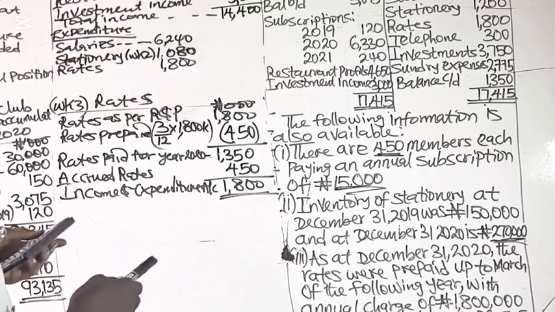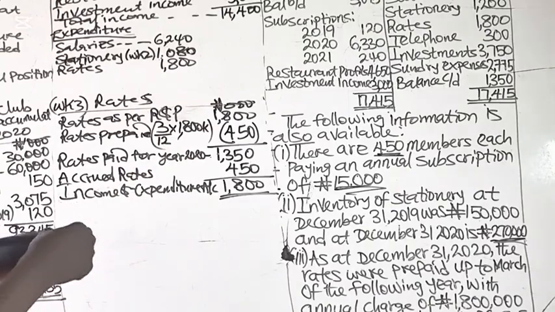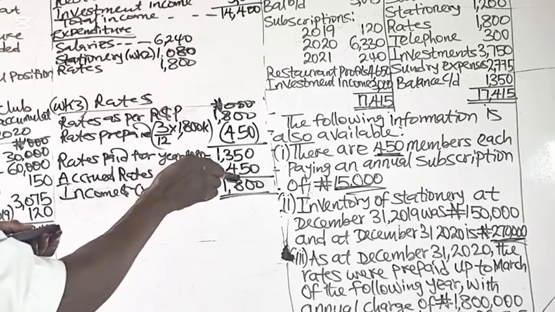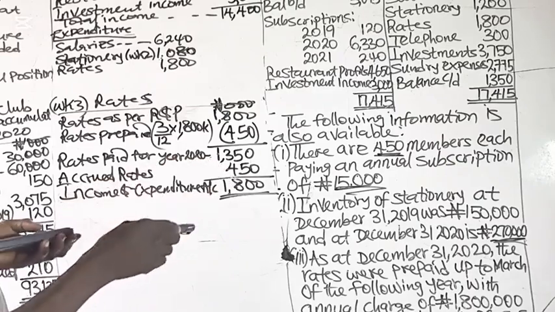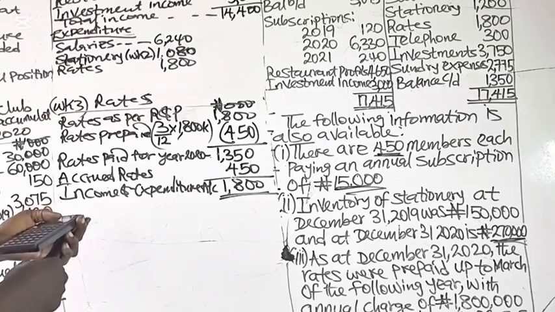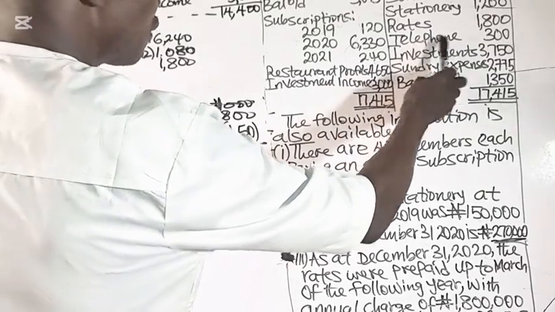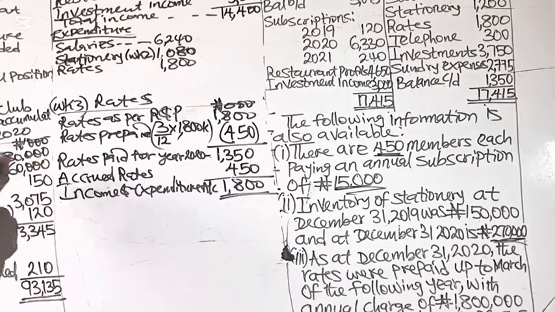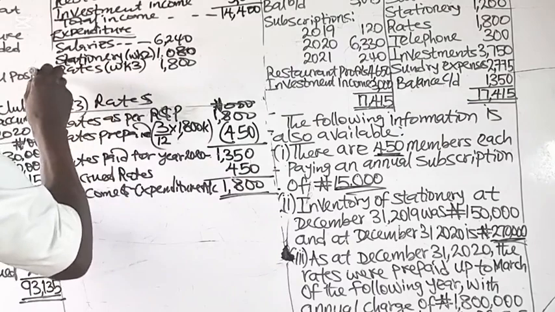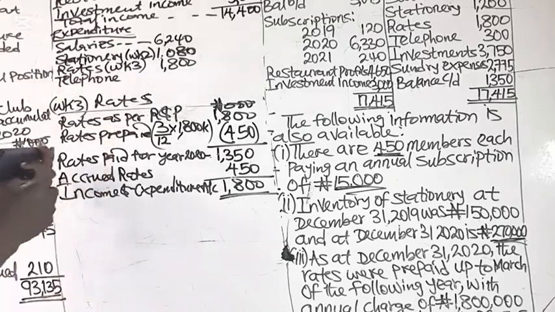So when we get to the statement of financial position, the rate of 450 will be shown as current assets, and the 450 accrued will be shown as current liability in the statement of financial position. Then after rates, we have telephone. Telephone amounted to 300. So telephone expenses, that is working number 4.